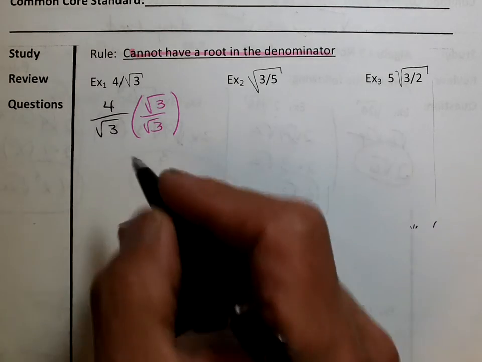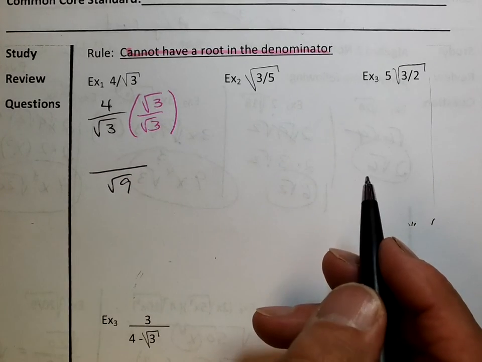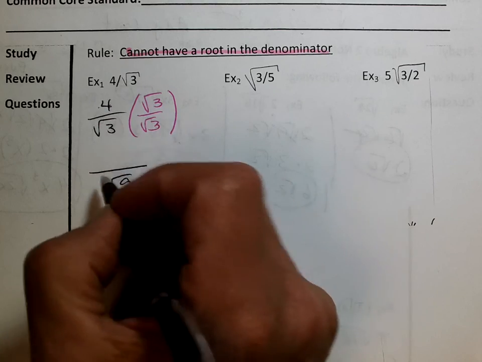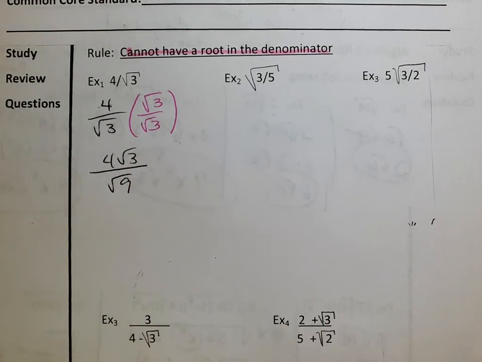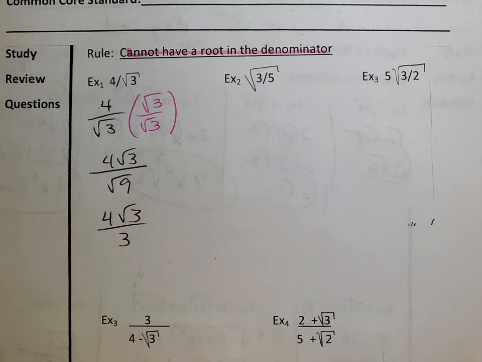Okay, watch. We know the square root of 3 times the square root of 3 is the square root of 9, right? 4 times the square root of 3 is just 4 times the square root of 3. You can't do anything about that, right? But now the square root of 9 becomes a regular 3, doesn't it? Right? So then you get 4 square root of 3 over 3.